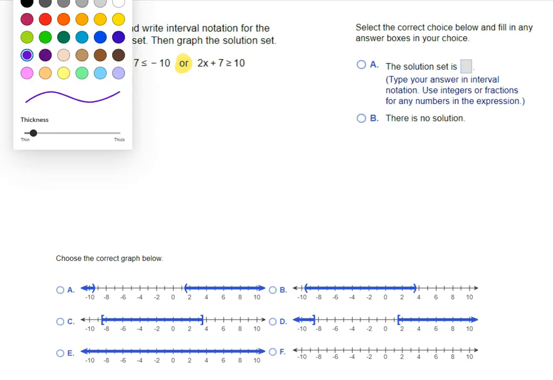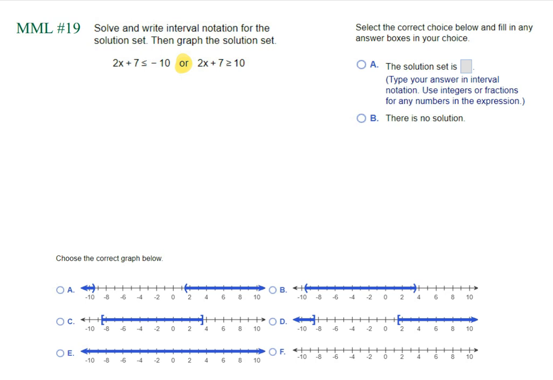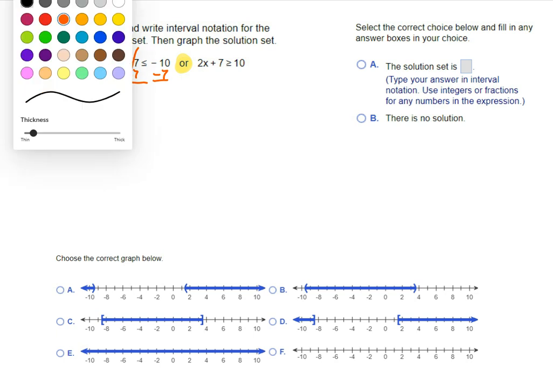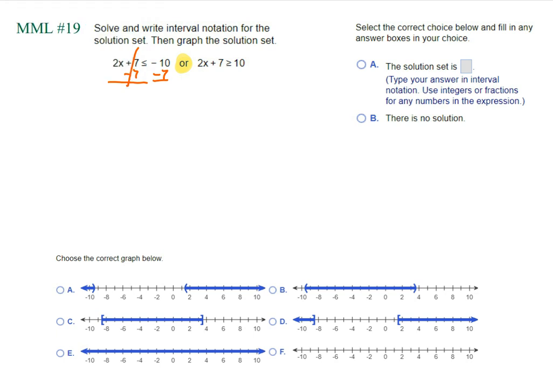Well, you're going to start by solving each inequality separately. So I am going to subtract 7 to begin with. That way the 7 cancels out on the left. And that's going to leave me with 2x is less than or equal to negative 17. And then of course you would divide off the 2. I don't think you need me to write that step out at this point, do you? So the 2 will cancel on the left.